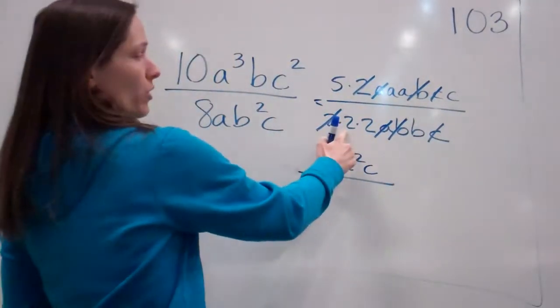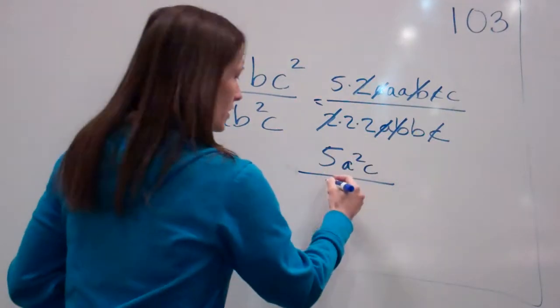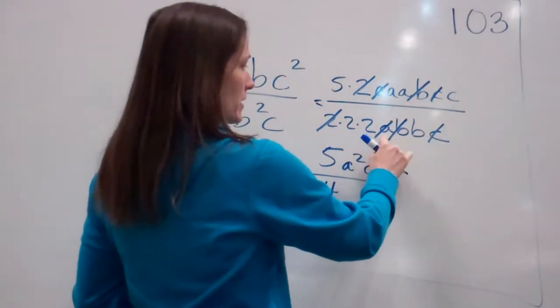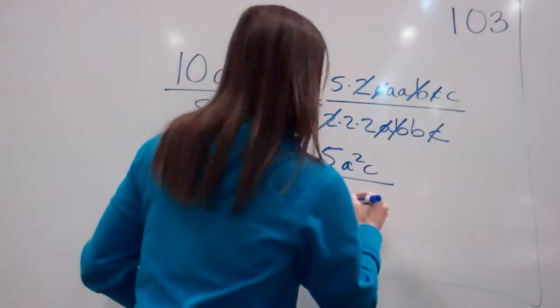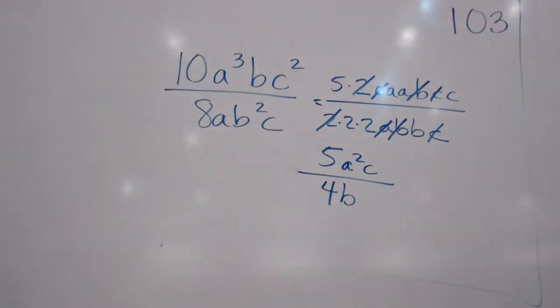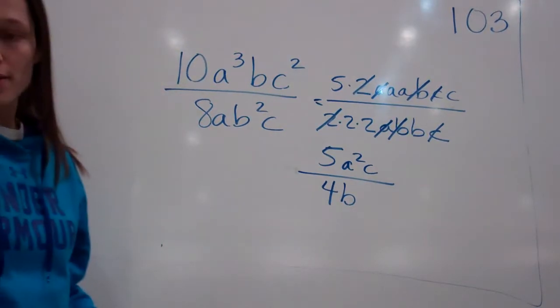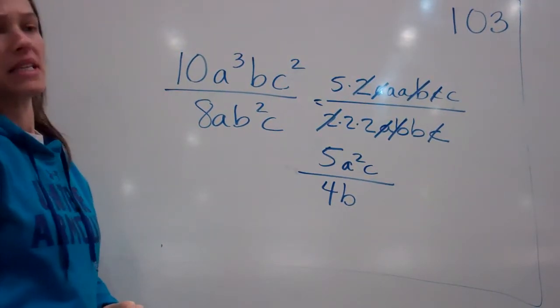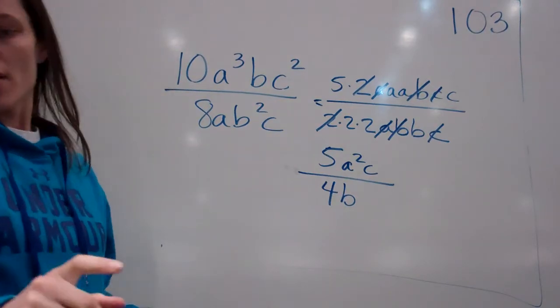Over. We can go in and bring this together. 2 times 2 is 4. Any more A's? No. Any more B's? Yes. B. That would be your final answer. Got it? Does it make sense? Okay. That is lesson 103.